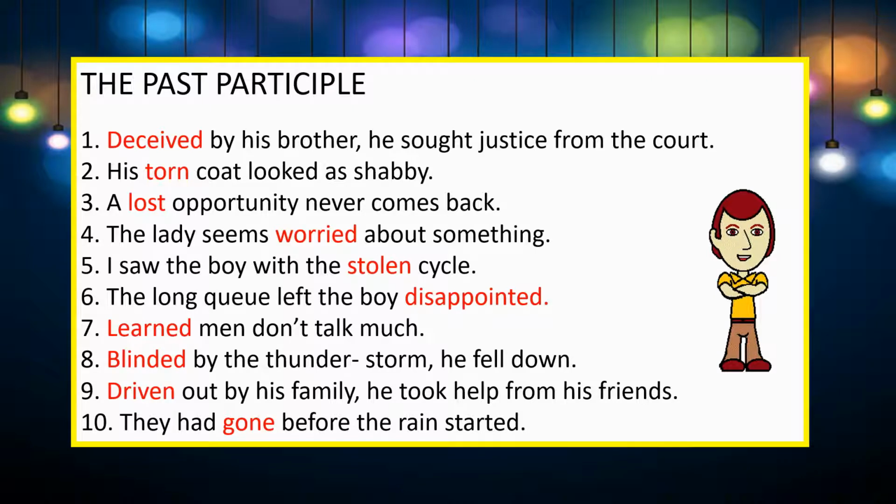So all the words which are red in color, for example, deceive. So deceive, first it is a verb. Adding ed, it becomes a past participle. So in the same way, where we add ed or en, it's all the past participle.